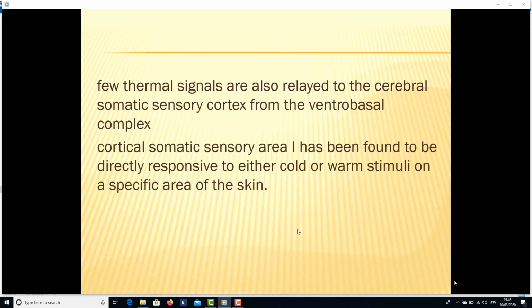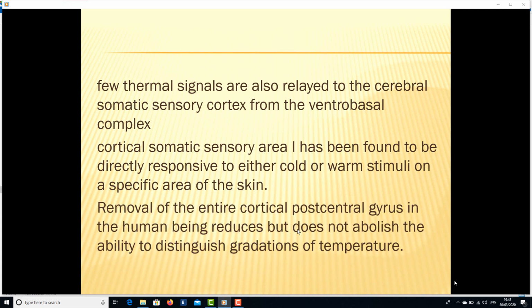Few thermal signals are also relayed to the cerebral somatic sensory cortex from the ventrobasal complex. So cortical somatic sensory area 1 has been found to be directly responsive to either cold or warm stimuli on a specific area of the skin.